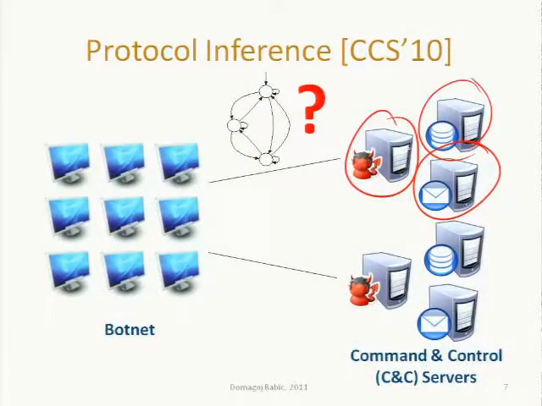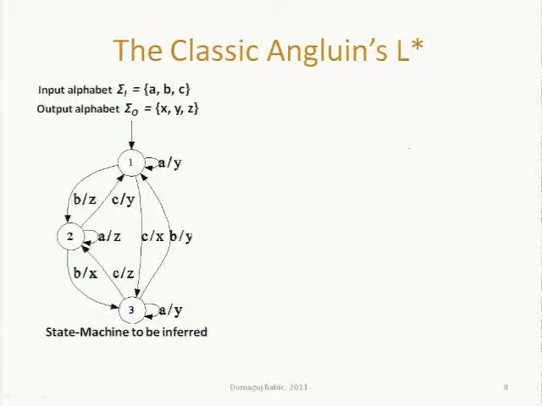So now, the problem that we want to solve: we want to figure out how this protocol works so that we can figure out potentially how to defeat it, or how to detect such an infection on a corporate network or academic network. So how would we go about this? Well, we can apply the classic Angluin's L-star algorithm. I can't really go into all the details, but I want to give you an impression of how it works at a high level.